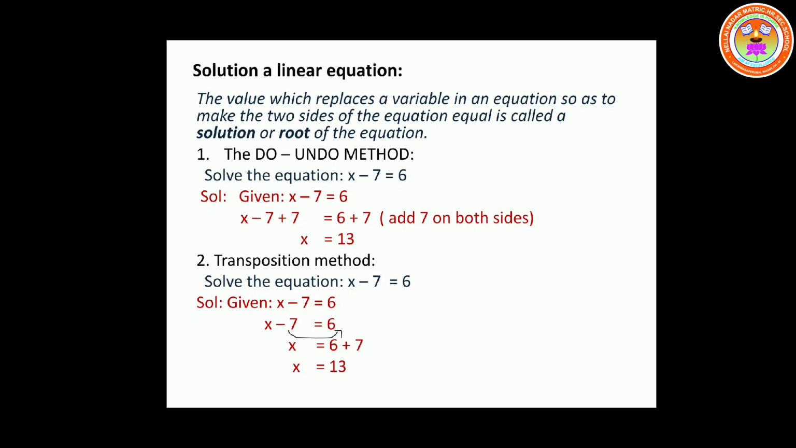So here I'm going to use that method. Now consider this, x minus 7 is equal to 6. I want to find the value of x by eliminating the 7. So I'm going to transport minus 7 to the other side. I have written the number with the arrow symbol. So x minus 7 is equal to 6.